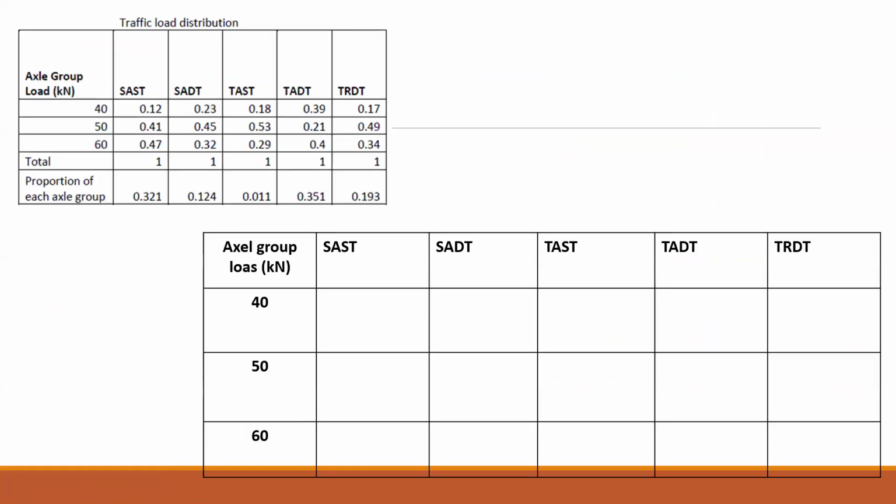Okay, now let's say this table, we already understood how to read the table. So if I ask you what percentage of SAST we have with 40 kilonewtons, how do we find this one? SAST is what? 32.1%. Out of the heavy vehicles, only 32.1% is SAST. Am I right? Out of this, 40 is 12%. Is that right?